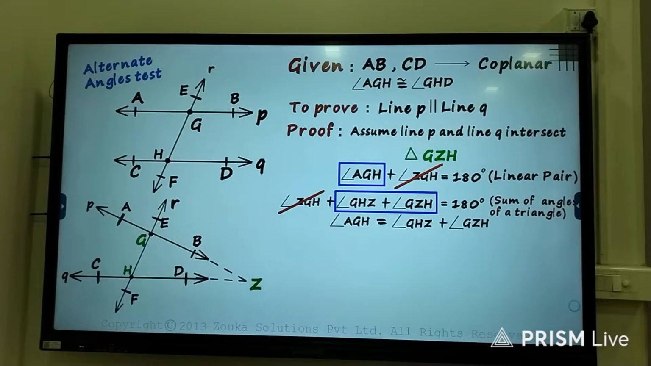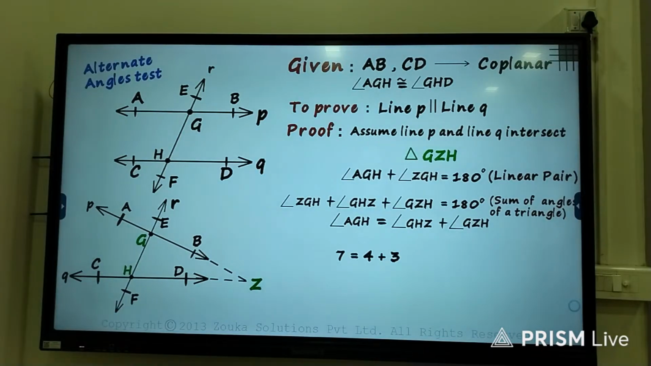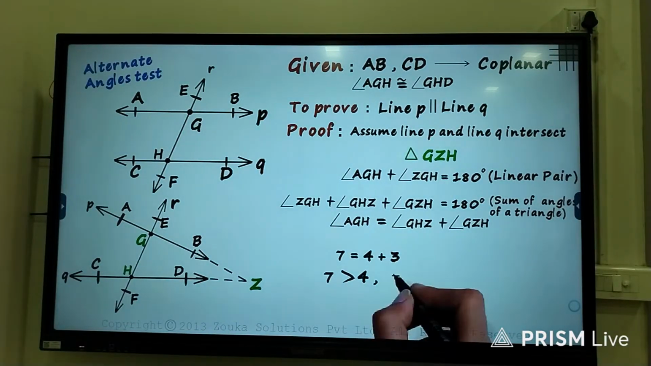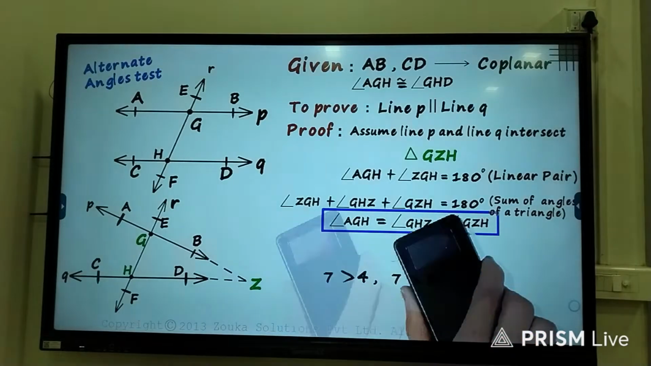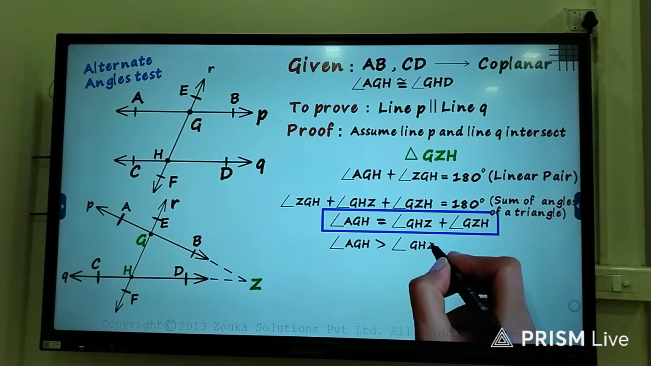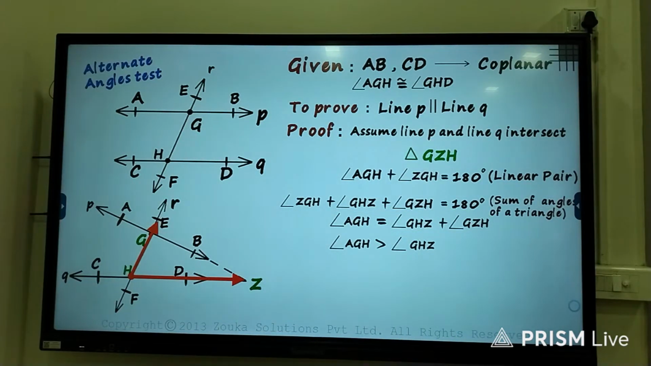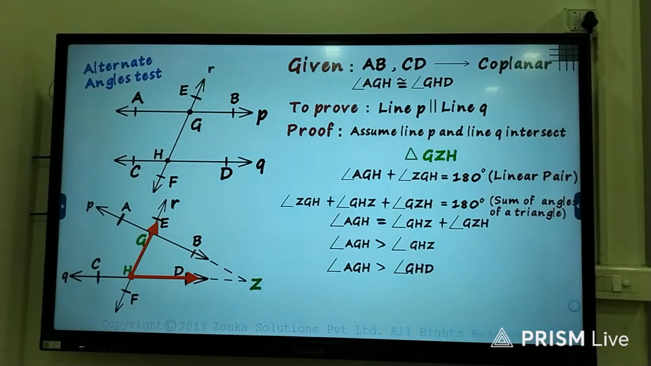Let's understand something very interesting now. If 7 is equal to 4 plus 3, we can surely say that 7 is greater than 4 and 7 is greater than 3. Basically, if a number is the sum of two positive numbers, then that number is definitely greater than each of the numbers. So in this case, we can say that angle AGH will be greater than angle GHZ. And angle GHZ can be written as angle GHD. So we get angle AGH to be greater than angle GHD.